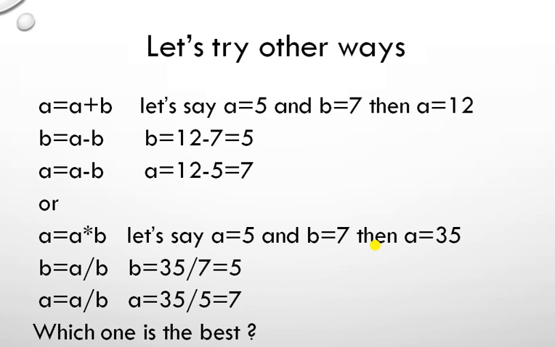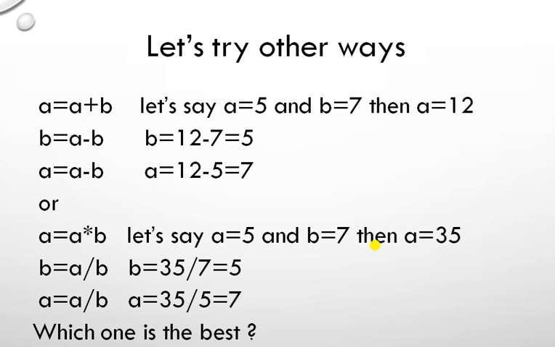Once again perform the division operation. a is equal to a divided by b. a is 35, divided by not 7; the new value of b you have to consider. The new value of b is 5. So 35 divided by 5 is 7. This is how we swap two numbers without using a third variable.